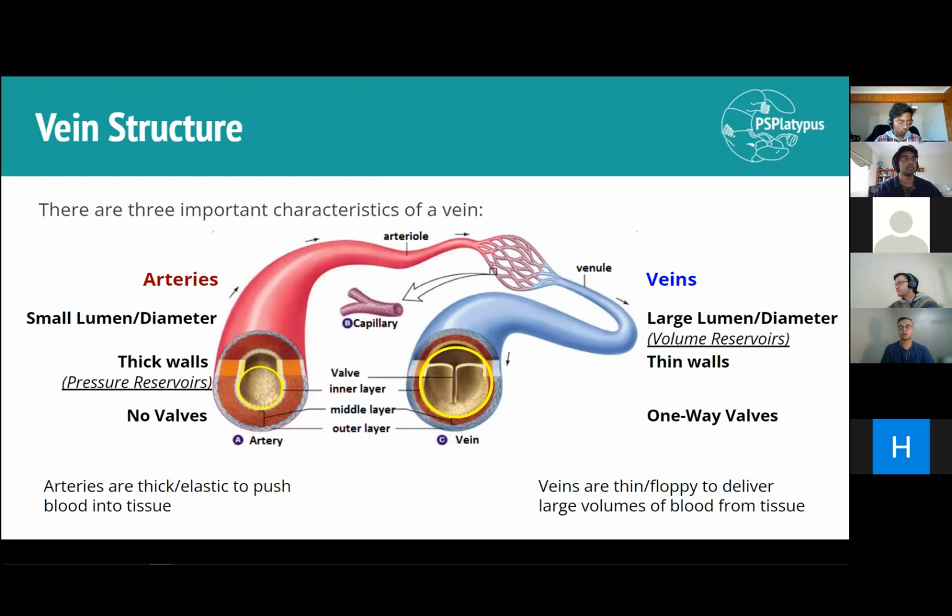Because they've got a much bigger lumen, a lot of your blood is found in your venous system, because it has a higher capacity to hold blood than the arterial system does. So it's called a volume reservoir for that reason. It can hold a lot of blood.